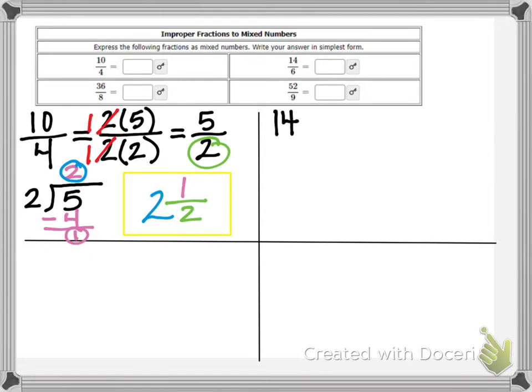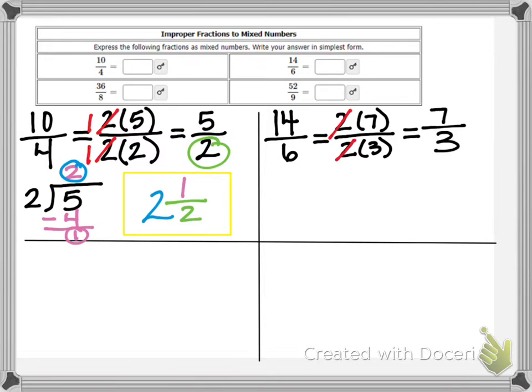Let's take a look at 14 over 6. Again, I want to see what common factors the numerator and the denominator share. I can write 14 as 2 times 7. I can write 6 as 2 times 3. And when I divide out the common factor of 2, I'm left with the simplified fraction 7/3. Now, it is simplified, but it's still an improper fraction, so I'm going to rewrite it as a mixed number.